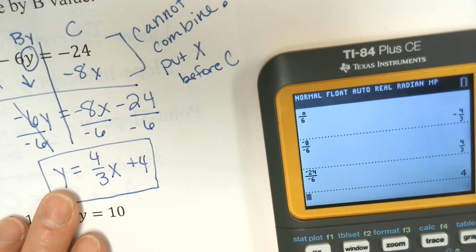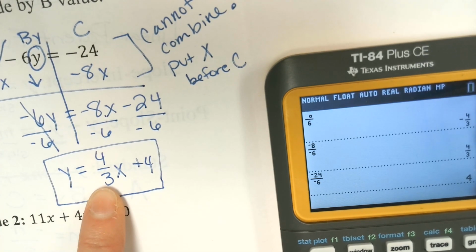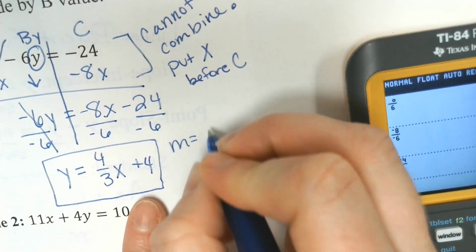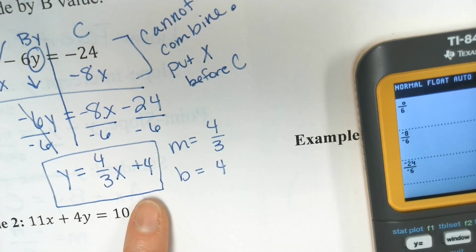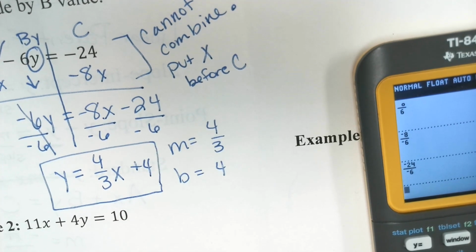So once we move it from standard to slope intercept, you can see your slope is 4 over 3. Your y-intercept is 4. Go ahead and write, M is this, B is this.